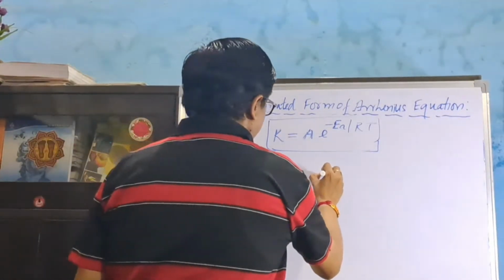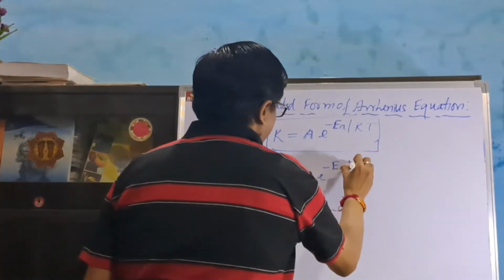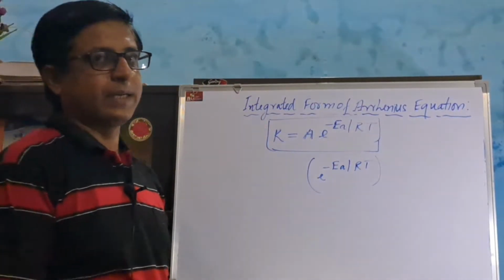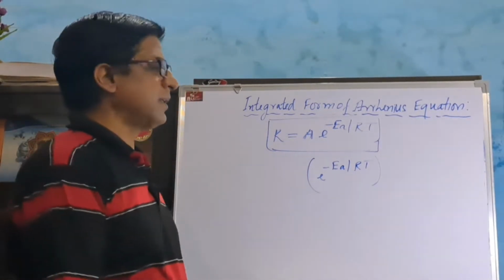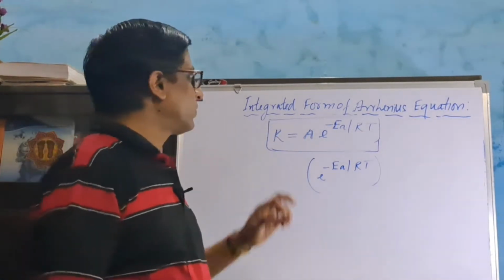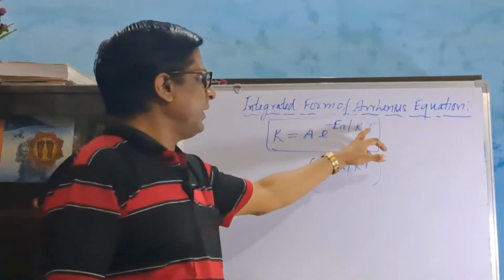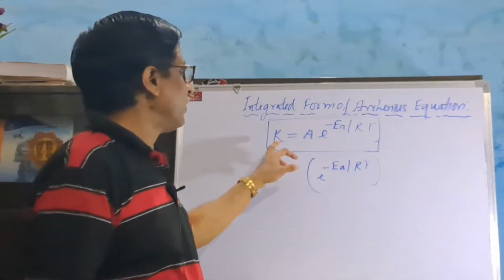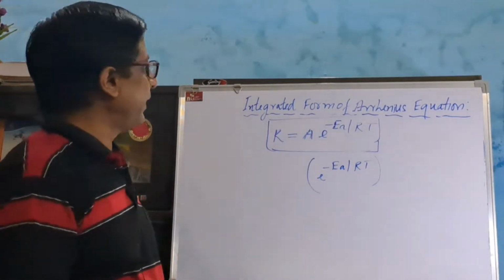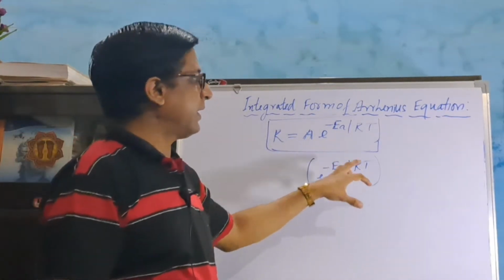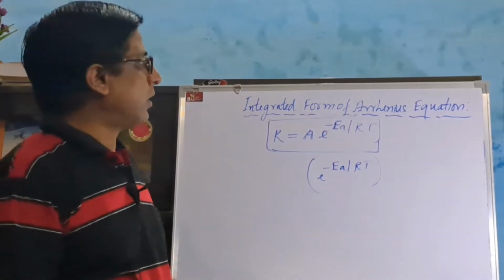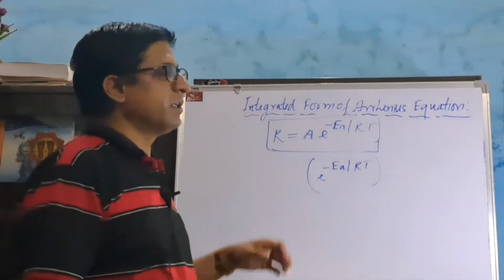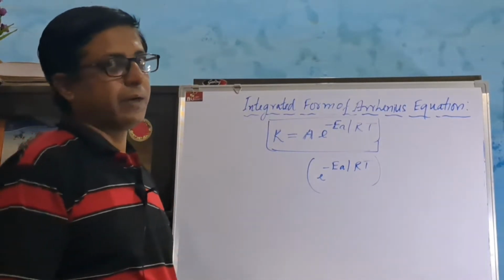Here the factor e to the power minus Ea upon RT represents the fraction of molecules whose energy is more than activation energy. This equation also shows that by increasing the temperature or decreasing the activation energy, the value of rate constant increases. Thus, the rate of reaction increases. It means that if we increase the temperature or decrease the value of activation energy, then the rate of reaction will increase. Reaction will become faster.